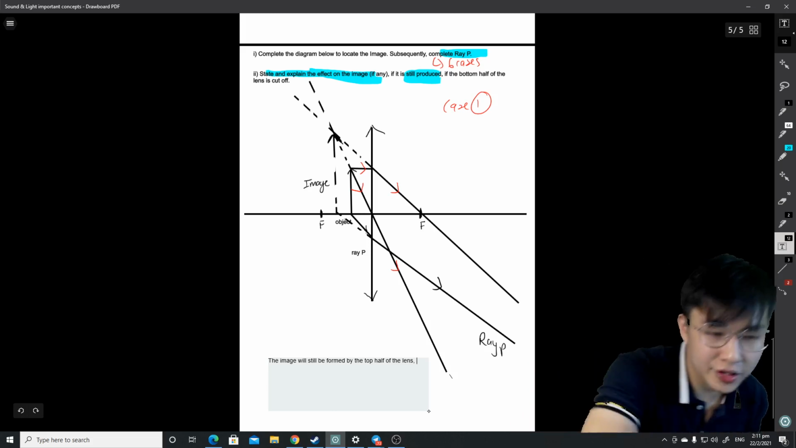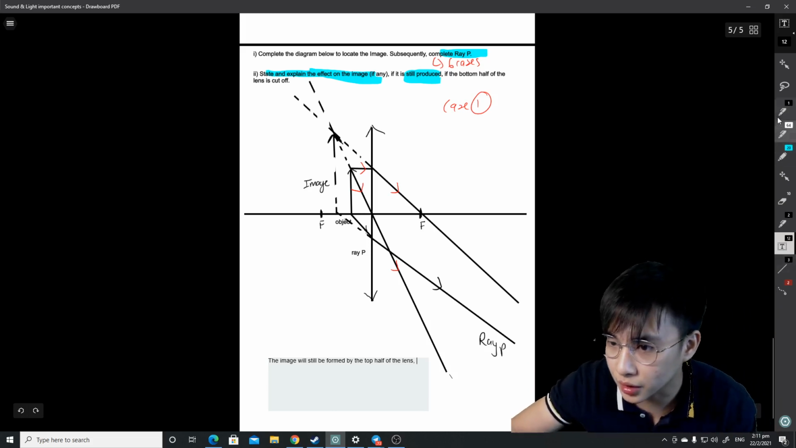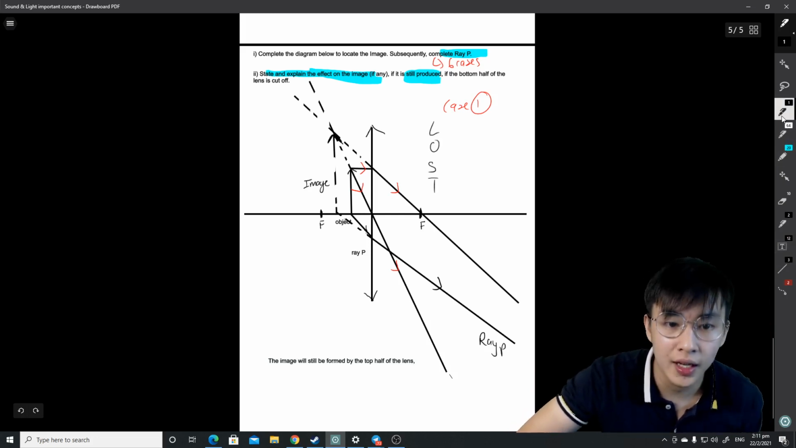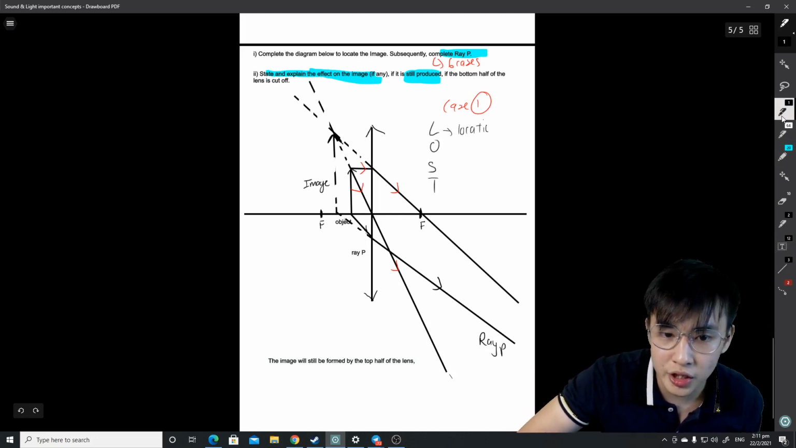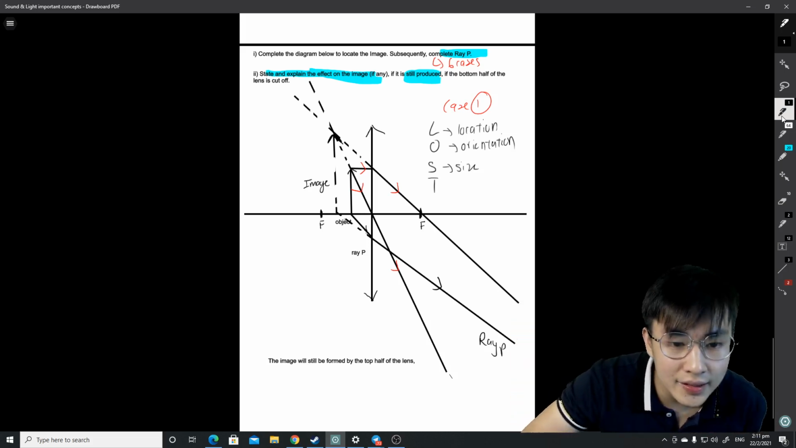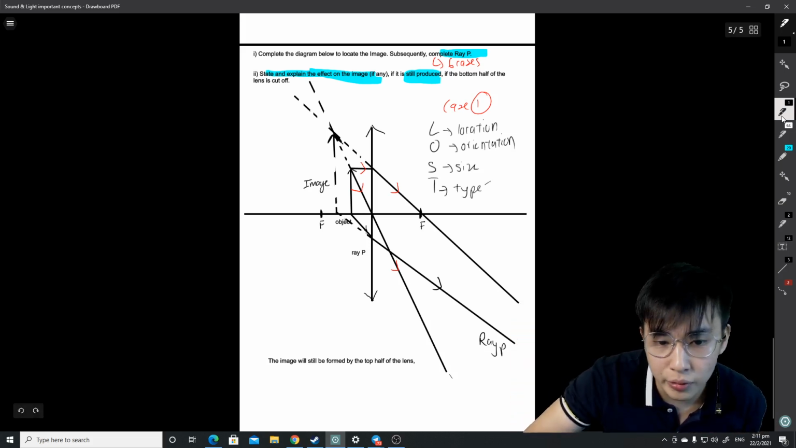So remember, whenever we describe the characteristics of an image, we have LOST. L stands for the location of the image. O stands for the orientation, that means is it upright or inverted? S stands for the size: how big, is it bigger, smaller, or the same size? And T stands for the type, whether it's real or virtual.